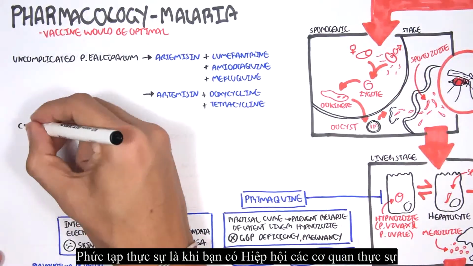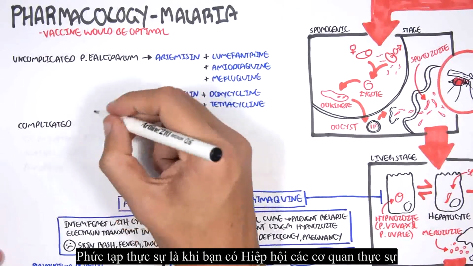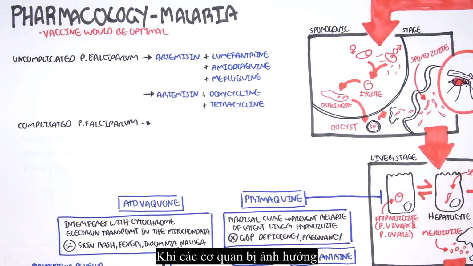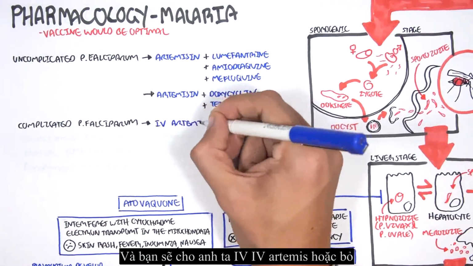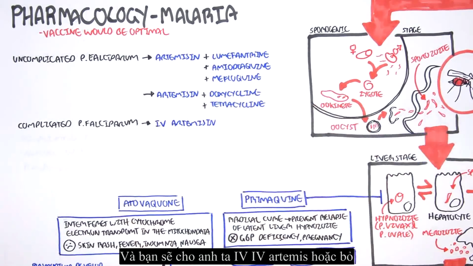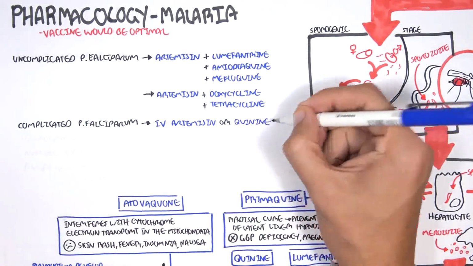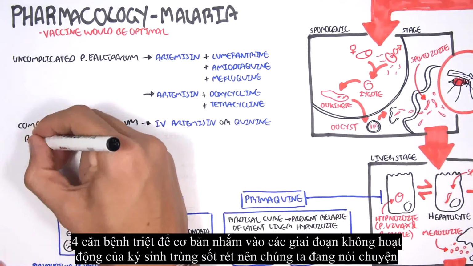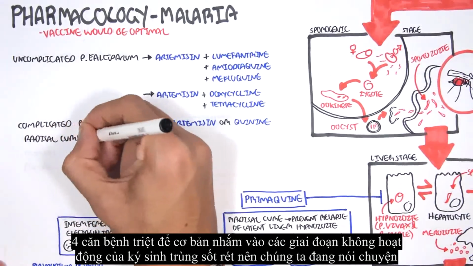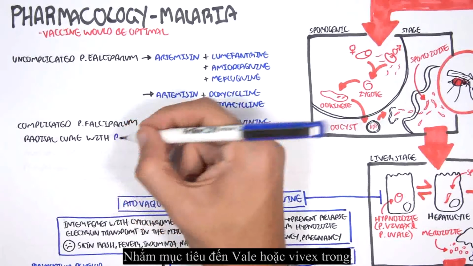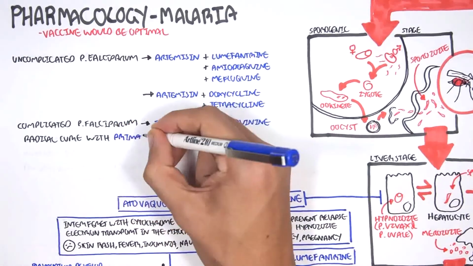Now for complicated P. falciparum, complicated is really when you have involvement of organs, when the organs are affected, and you would give them IV artemisinins or quinines. For radical cure, which is basically targeting the dormant stages of the malaria parasite, so we're targeting the ovale or vivax in the liver, we would give them primaquine.